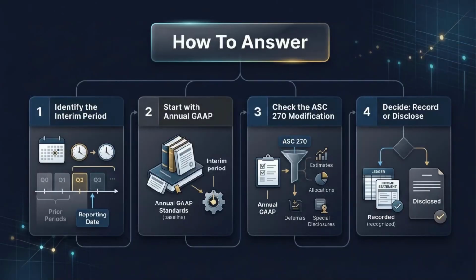First, identify the interim period and the reporting date. Second, start with the annual US GAAP rule. Third, check whether ASC 270 modifies the timing, allocation, estimate, deferral, or disclosure. Fourth, decide whether the item is recorded, deferred, allocated, disclosed, restated, or reclassified. This method will keep your answers disciplined even when the fact pattern becomes crowded.